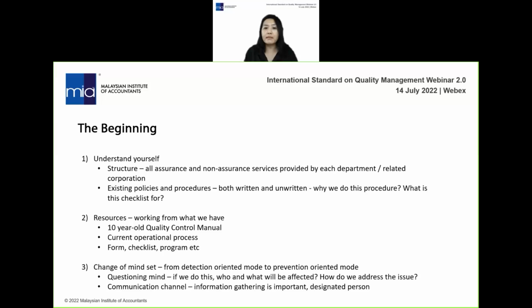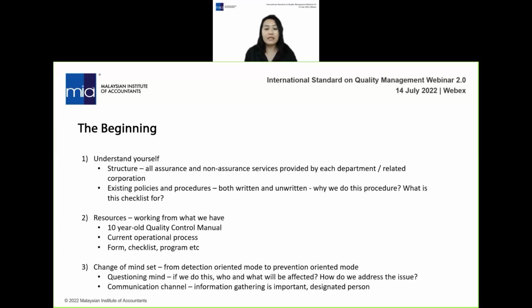So even though it's happened, it is manageable, right? So that is ISQM. Okay, so for us to do this, we have to change our mindset and always be a questioning mind. So if we do this, what will happen? Who will be affected? And how are we going to address this issue if something happened? So you always have to ask yourself when you're doing something new, when you are implementing procedures.